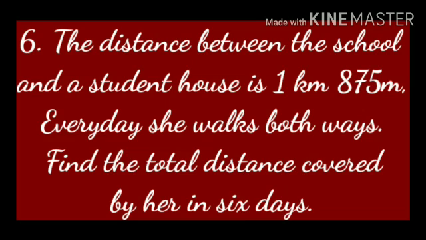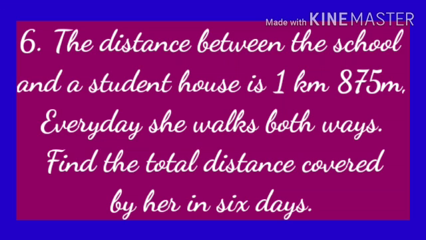The next question is like this. Now I am reading. The distance between the school and a student's house is 1 kilometer 875 meter. Every day she walks both ways. Find the total distance covered by her in 6 days. So, there is a girl and the distance between her school and her house is 1 kilometer 875 meter. But she walks two ways, from her home to the school and school to the home. In this way, she walks every day. Let us find out how much distance she covered in 6 days.